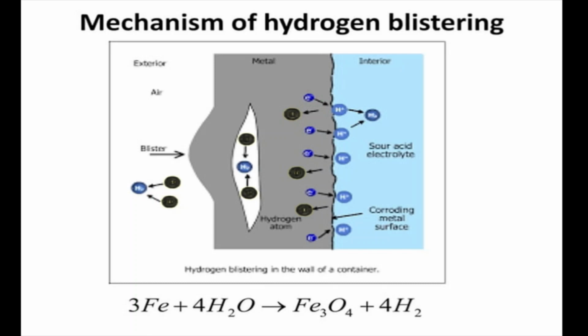This free hydrogen, as we can see in the mechanism, emits some amount of electrons, and those electrons help propagate further corrosion in the process. So this is how hydrogen blistering occurs on a metallic surface. These are the two special types of corrosion, number 3 and number 4, which we have seen.